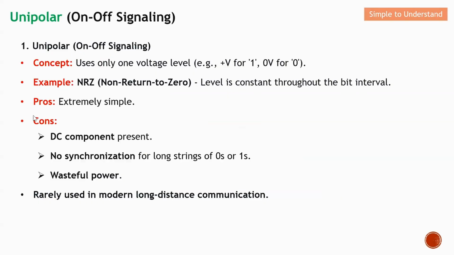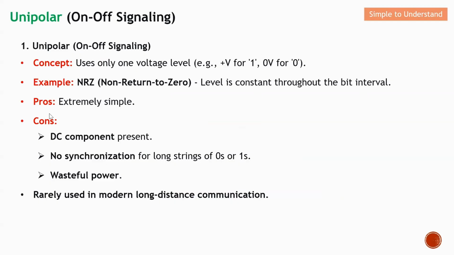Coming to the advantages of this unipolar, it is very easy, very simple. Basically, if there's a 1, it will be positive. If it's 0, it will be 0. So you can see that this kind of circuit is very simple.